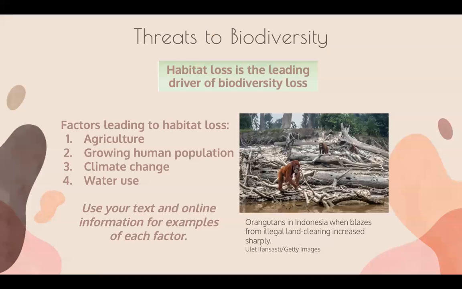And then also water use. Water use is a huge issue. It will be one of the most pressing issues that the human population will face in the coming years, in addition to global climate change. Wars are already being fought over water.